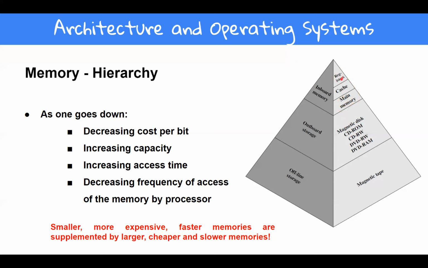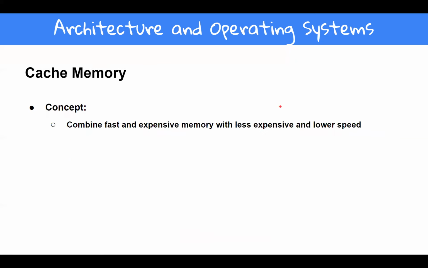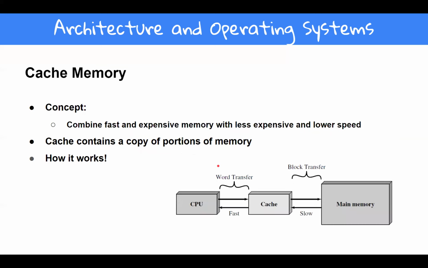This is cheaper, this is expensive, cache is between them. This is faster, this is slower, this is between them. So as you see, cache is between the CPU and the main memory. Cache contains a copy of a portion of the memory. What it does is it tries to bring and contain a block of data instead of the word. Let me give an example.